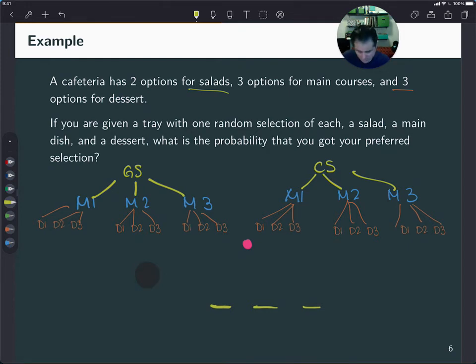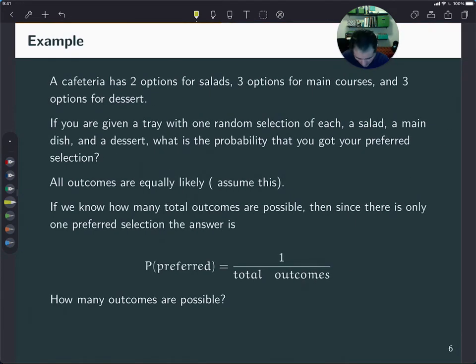How many options do I have for the salad? 2 options. How many do I have for the main? 3 options. How many do I have for the dessert? 3 options. So all I'm doing is multiplying those numbers, and that's how you get the 18. Because with this tree diagram, at the end, you just go 2 salads, 3 mains, you multiply 2 times 3, you get 6. Then you multiply that by 3 to get 18. So my answer is 1 in 18.